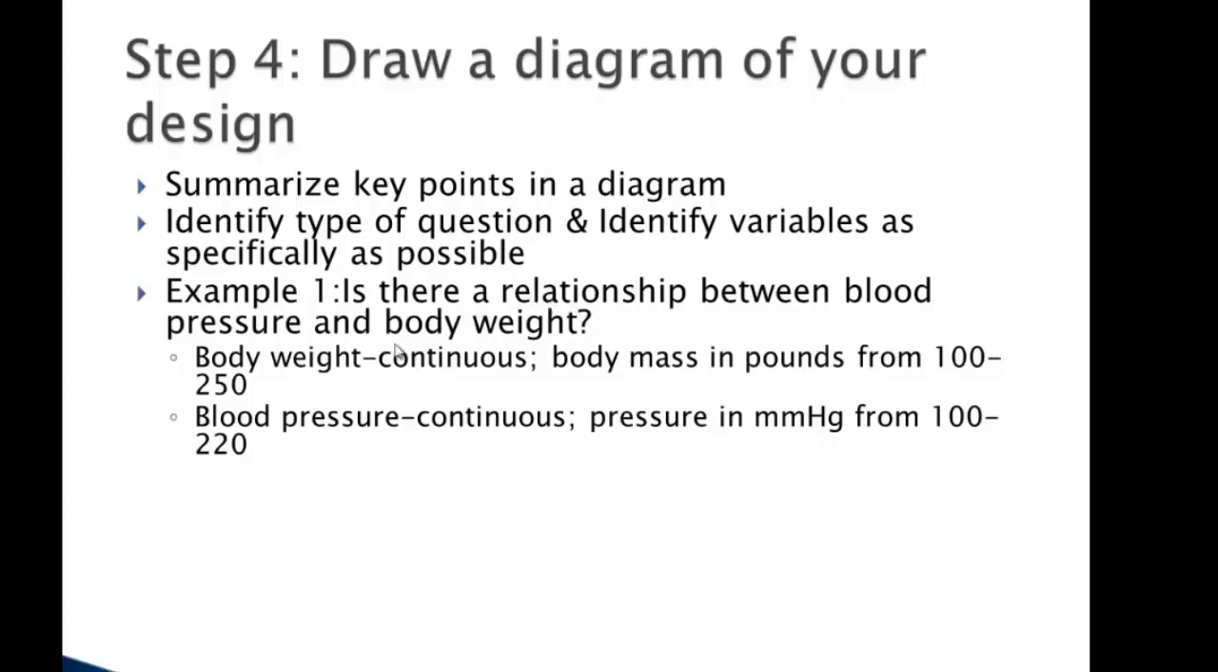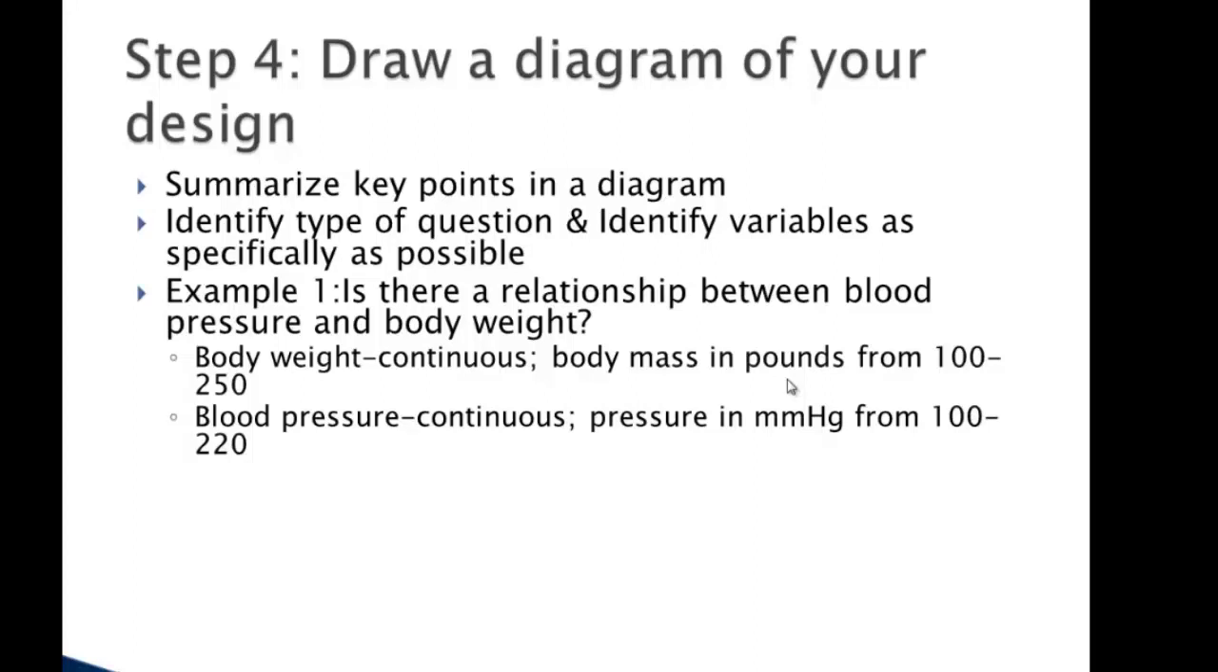So in this case, we have 2 variables that we're working with. We have body weight, which is a continuous numeric variable, and we're measuring body mass in pounds between 100 and 250 pounds. And then our other variable is blood pressure, again a continuous value, with this being our accepted normal range. So we have 2 variables that are numeric or continuous in some way, and we're trying to compare them as far as looking at their relationship.